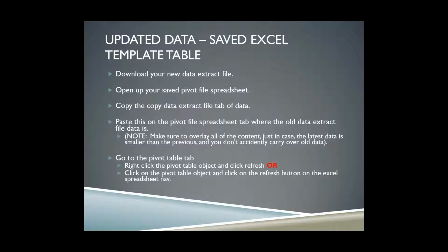Then you would just click on the refresh button, and your pivot tables will be up to date based on the new information. It's probably recommended that you save the Excel spreadsheet with the pivot table right away, and then you can probably discard the CSV you brought down from Pentaho, because you won't really need that anymore.